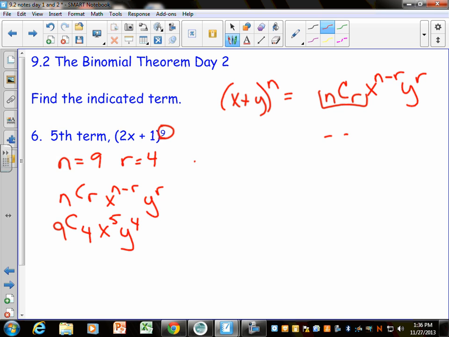Some people made the connection in second hour that this was the 5th term, so x to the 5th. That's just a coincidence. That doesn't always happen. So don't think that that number and this number are always going to be the same. It just happened to be on this one. The next one doesn't work out like that. And you can just use your calculator for this. 9 choose 4, I think, is 126.